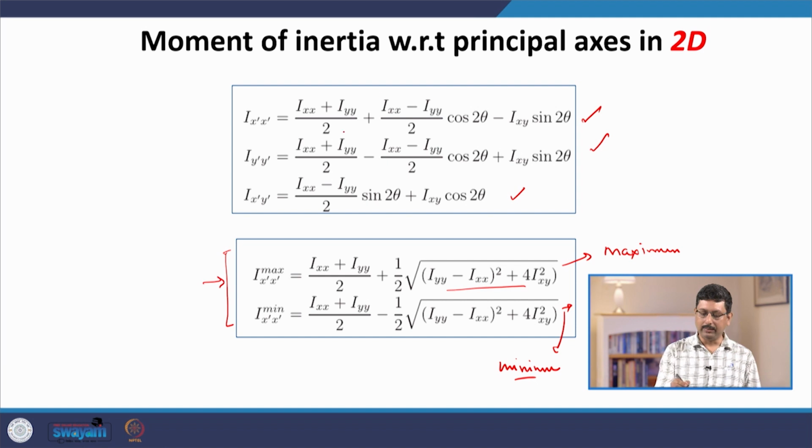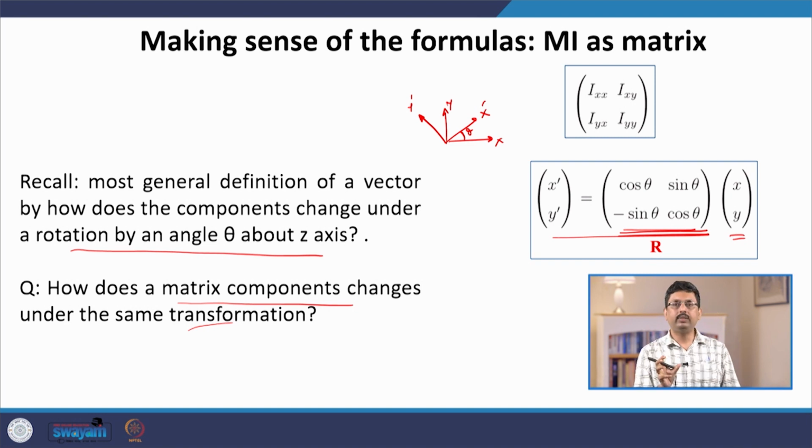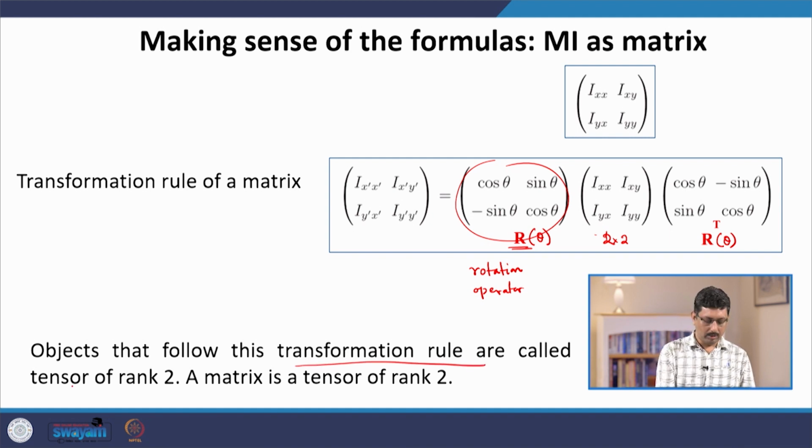So you do not have to remember this complicated looking formula, you just have to remember the following fact: the moment of inertia in 2D is a 2 by 2 matrix where the diagonal elements are the moments of inertia about the axes, and the off diagonal elements are the products of inertia, and then this is the rotation operator. The transformation rule is to multiply from the left hand side by R and from the right hand side by the transpose of R. Mathematical quantities in general that follow this transformation rule are called tensors of rank 2.